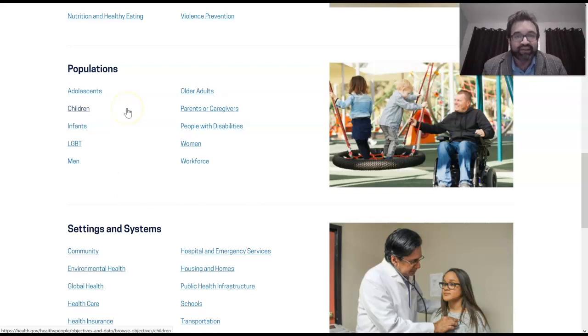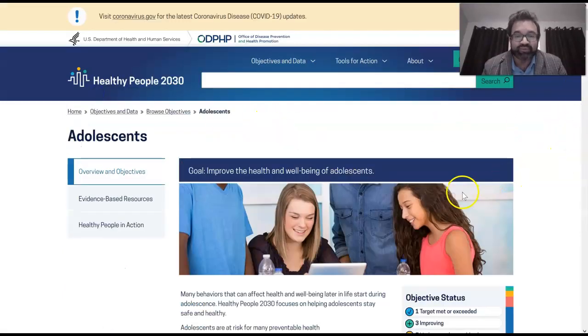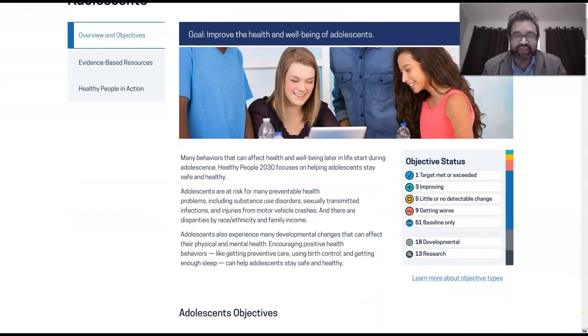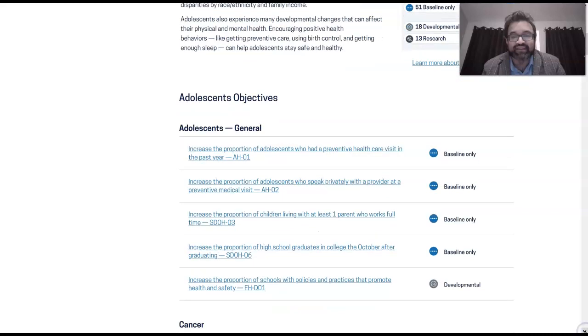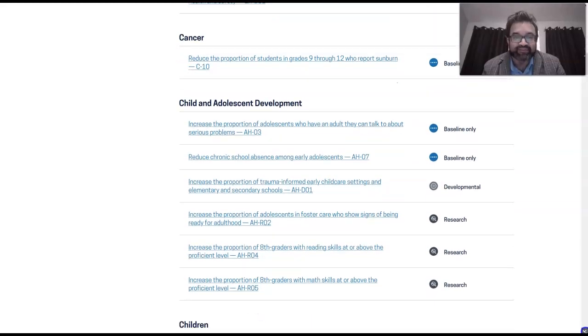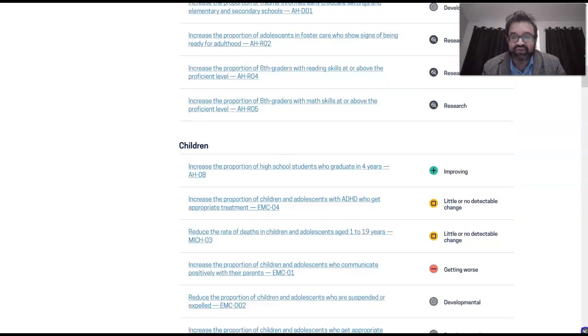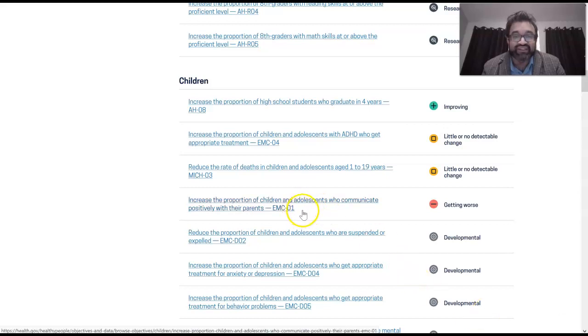So here in this Healthy People 2030 guide, there are several areas where there needs to be more of a focus. In adolescent health, there are several objectives that are improving, as we can see on the right. But for five there has been no change, and nine, alarmingly, are actually getting worse. So this is something that really needs to be further explored. Interventions need to be created in this area. And you can see the areas where there is little or no change. I can highlight, for instance, the increase in the proportion of children and adolescents who communicate positively with their parents. This is getting worse, so there's not as much communication, or the communication is not as good as it should be. So there needs to be more work done.